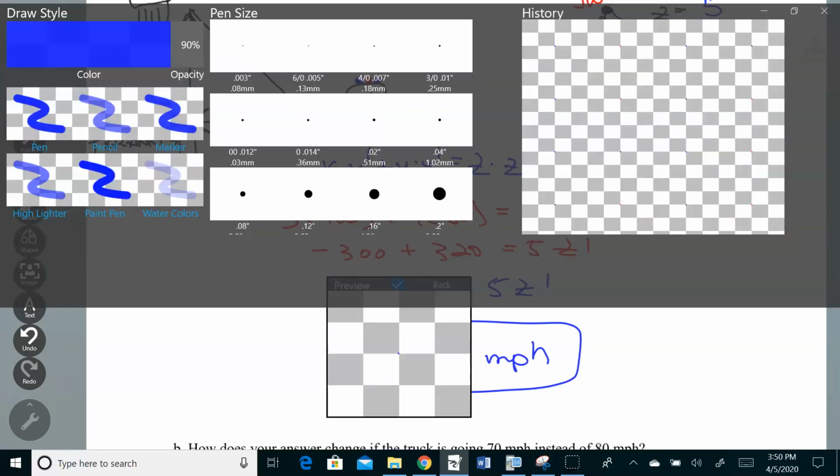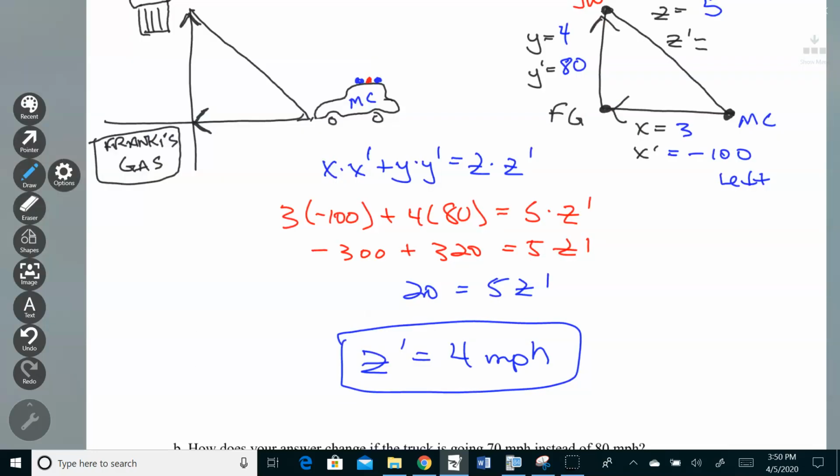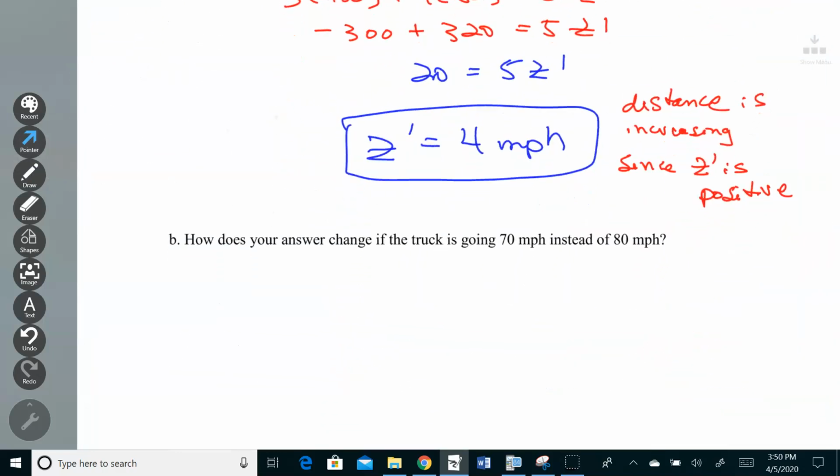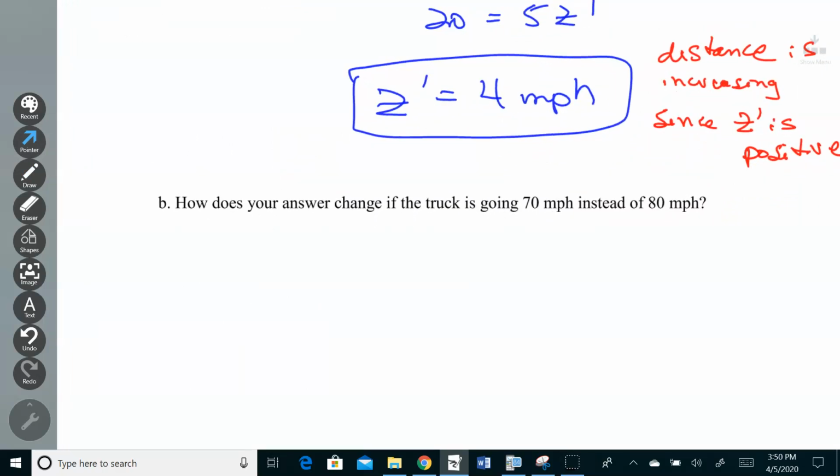So what is going on here? That the distance at this moment is increasing on that diagonal distance z between the police car and the truck, since z prime is positive.